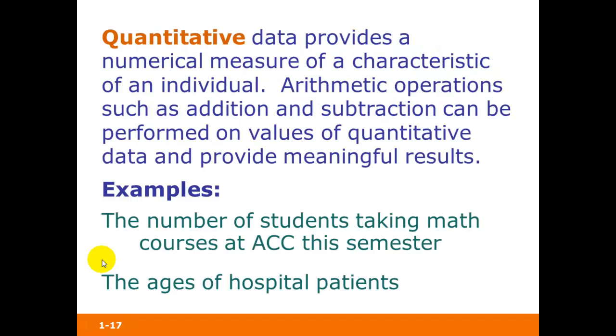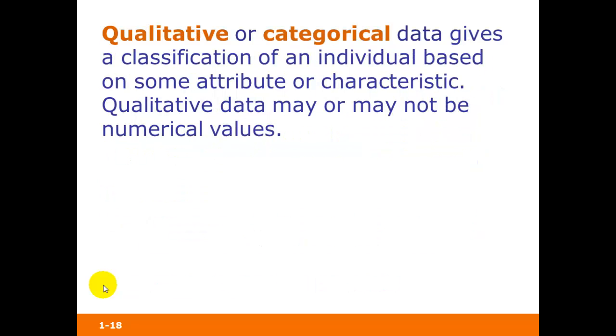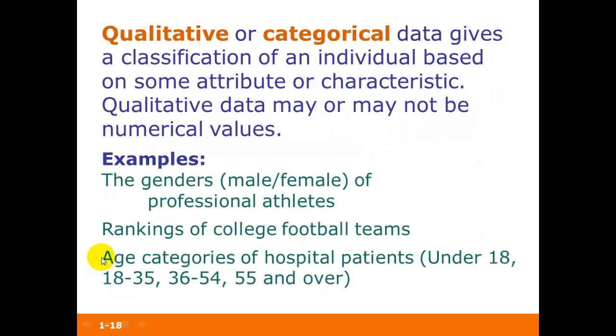Remember back here we were saying that the ages of hospital patients was a quantitative variable. That would be if we asked each patient their age and they just gave us a number. Whereas qualitative would be if we asked them which category of age they were in. So anytime that you are putting values into categories, that makes it a qualitative variable or qualitative data.